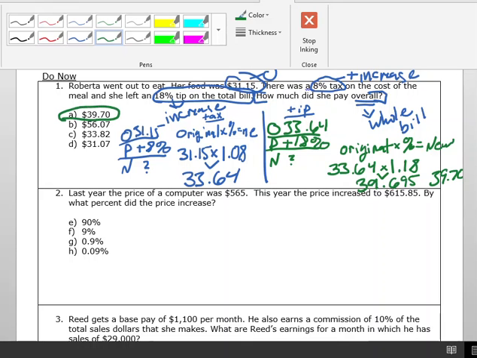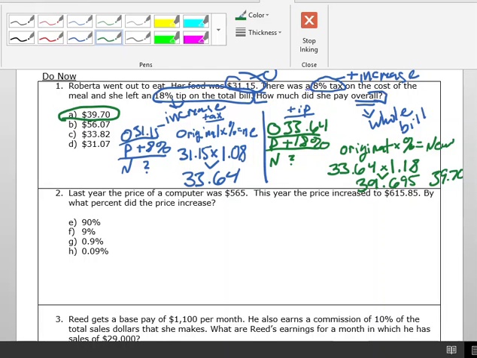Okay, so the person who would pick 33.82 or 31.07 would have been somebody who either stopped at the tax increase or did something funny with their calculation. That 56.07 would be if we had somebody who made a really weird calculation where they added 18% plus 8%. So our answer here is 39.70. Make sure you have that on your paper. And we're going to take a look at number 2.